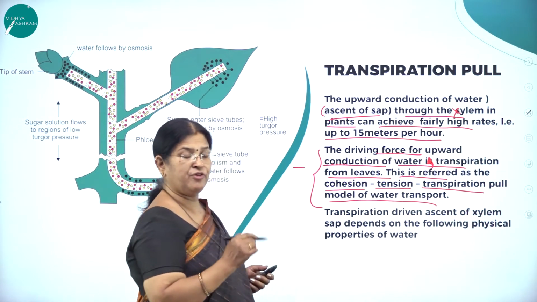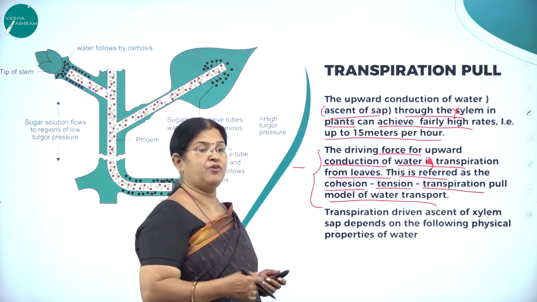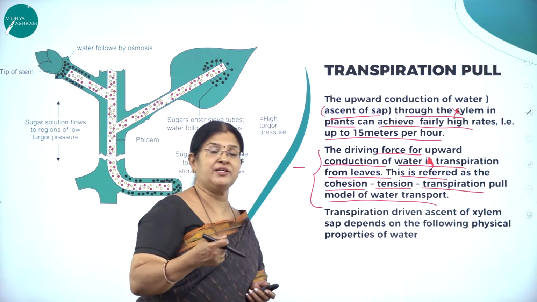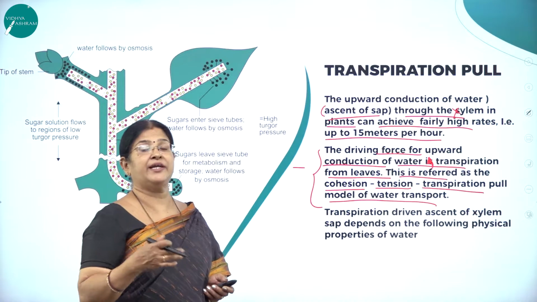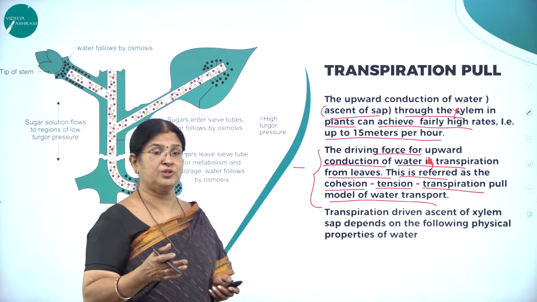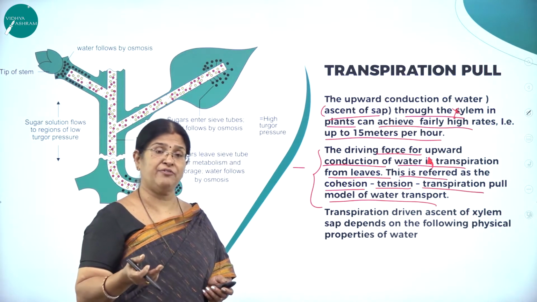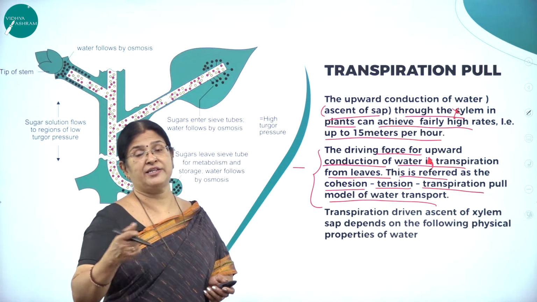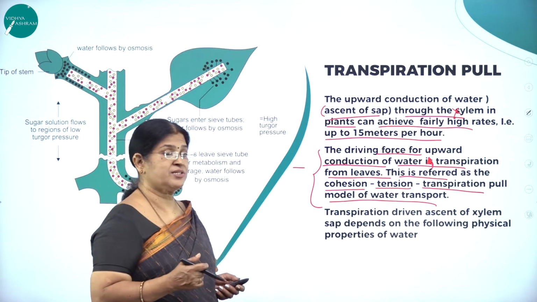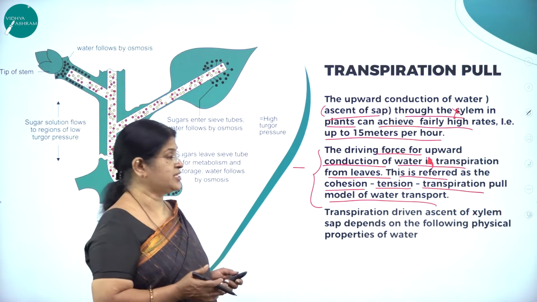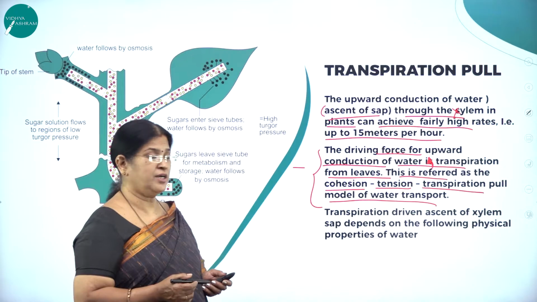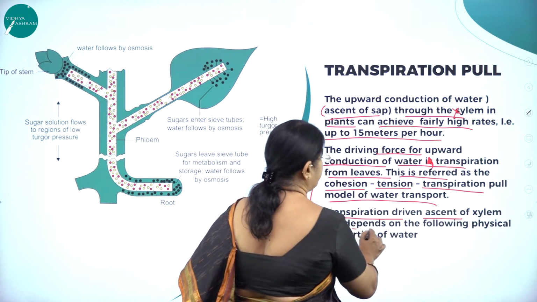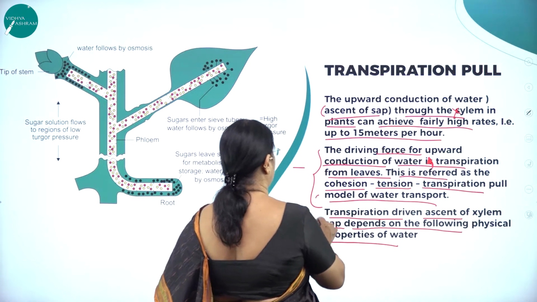So the driving force for upward conduction of water is what? Transpiration from leaves. The rate of transpiration is directly proportional to the temperature. The higher the temperature, the higher the rate of transpiration. This is referred to as the cohesion, tension, transpiration pull model of water transport. Transpiration-driven ascent of xylem sap depends on the following physical properties of water.